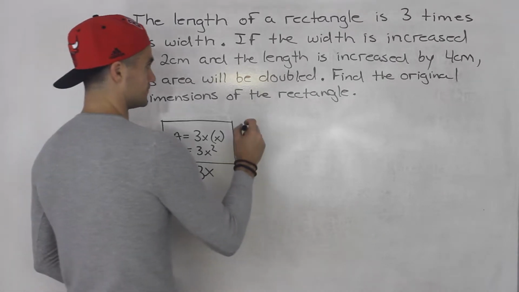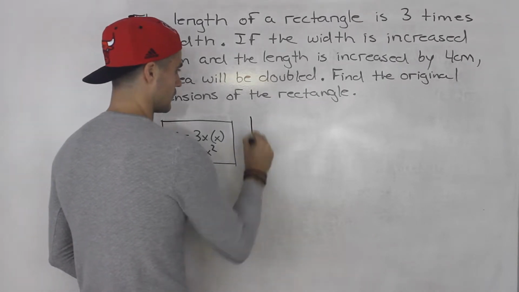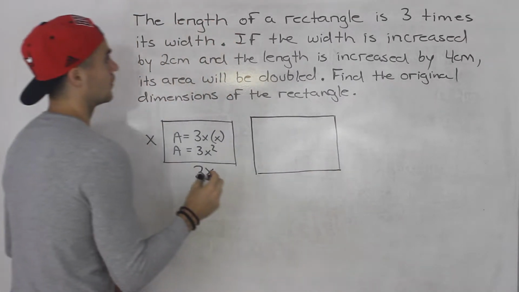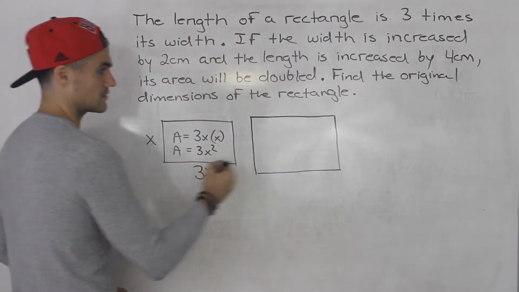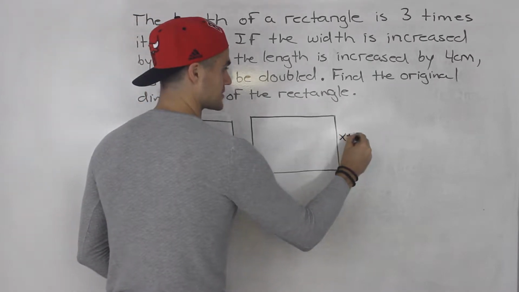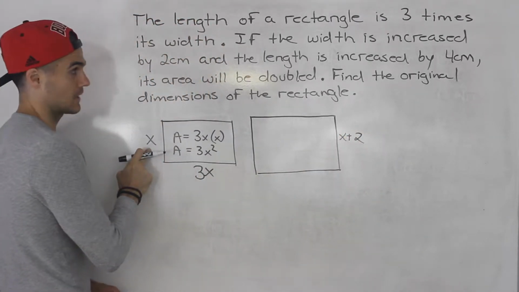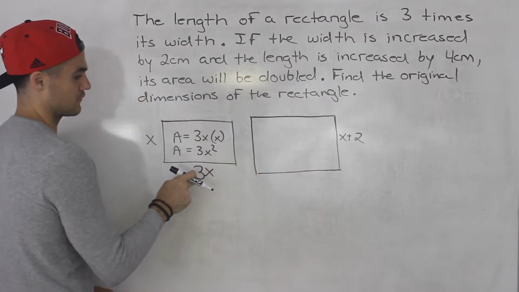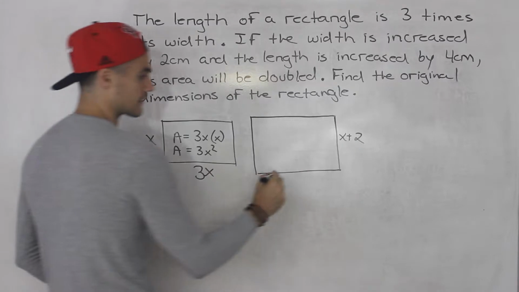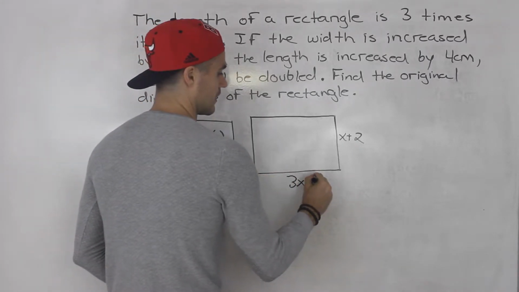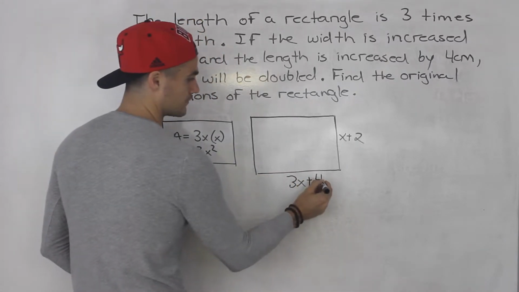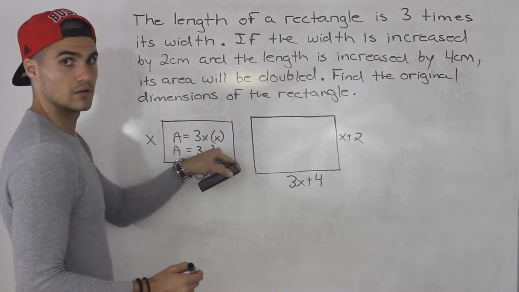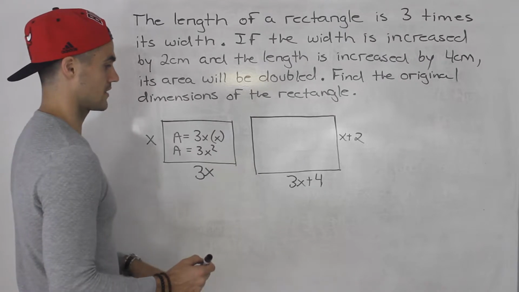Now we're told that we have a new rectangle where, from the original, the width is increased by 2 centimeters, so the width now is going to be x plus 2, right? It was originally x, now we're increasing it by 2 centimeters, so it's x plus 2, and the length is increased by 4, so this length 3x increased by 4. We're told that the area is going to double. It's going to be double this area here.